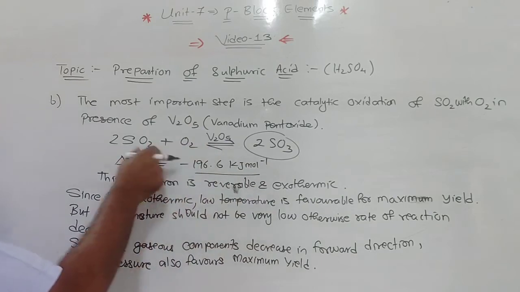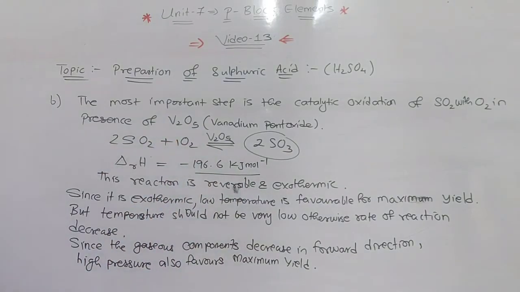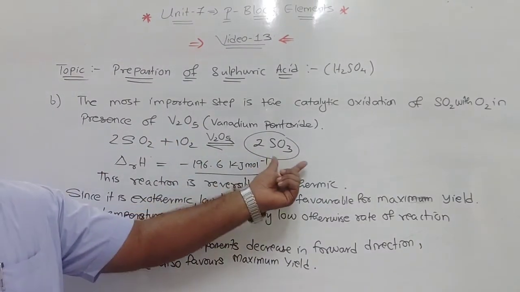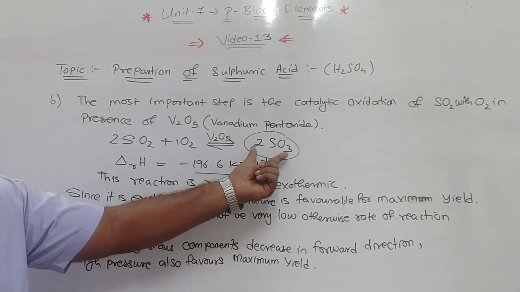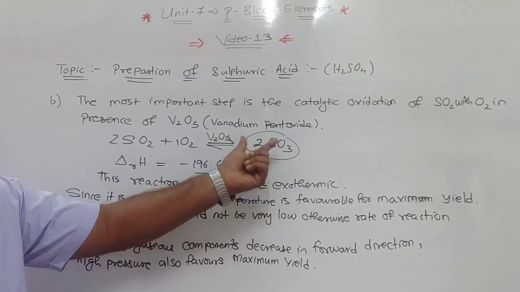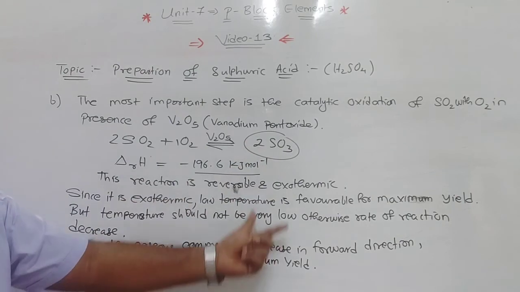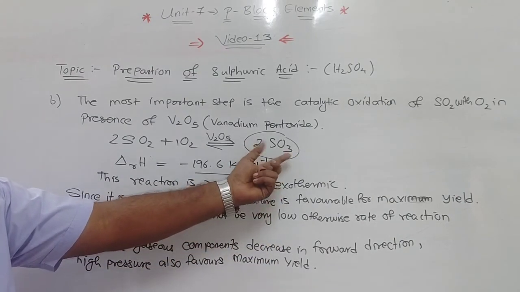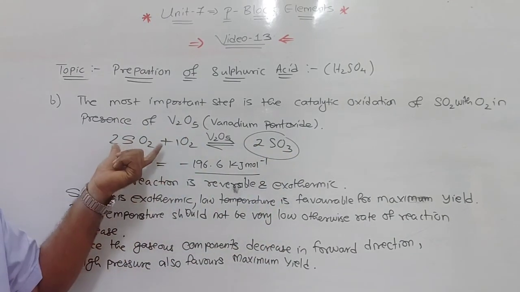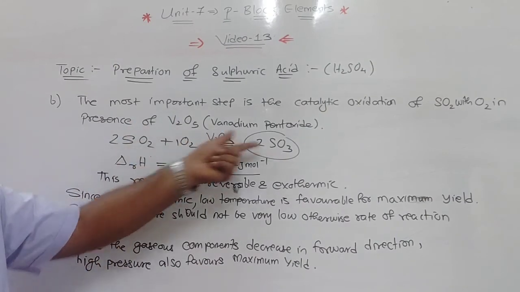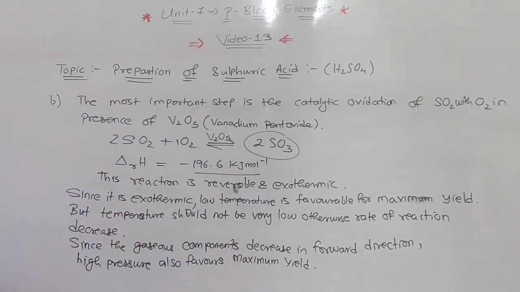This you can remember, because on this side there are 3 components, and in the forward direction there are only 2 components, right? According to Le Chatelier's principle, if you decrease the pressure, the reaction will go back, and you will get more yield by keeping on reversing and forwarding. Understood? So remember this thing.